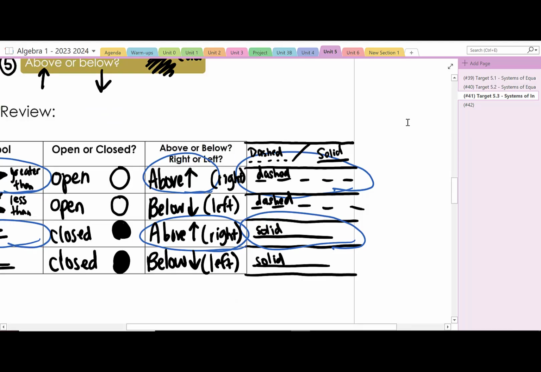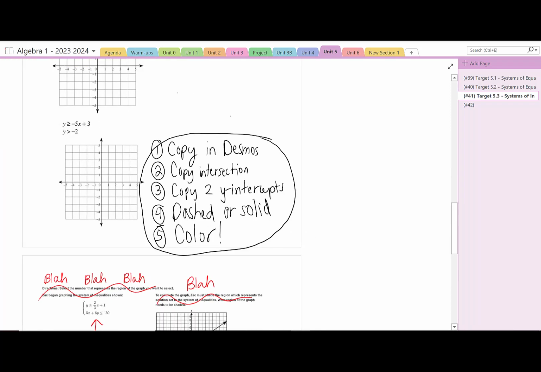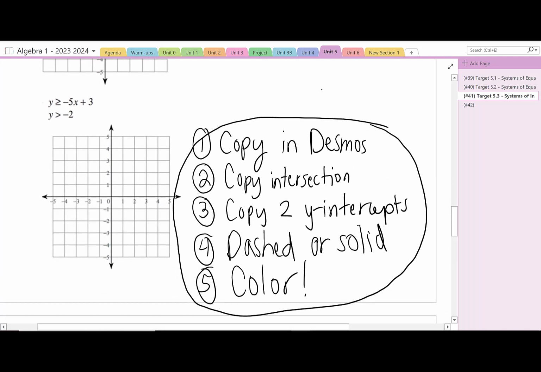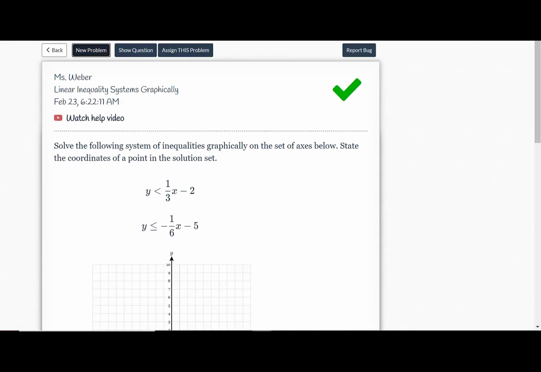Alright, the last thing I'm going to teach you is how you can do this on Desmos. So for those of you that don't understand how to do it by hand, that's okay, you can do it Desmos. So si no entiendes cómo puedes hacer este con tu mano, tú puedes usar Desmos, que está más fácil. So these are the steps you need to copy on the paper. Necesitas copiar los pasos en tu página y es como puedes resolver en Desmos. So first, you're going to copy these 2 inequalities in Desmos and then copy the intersection.